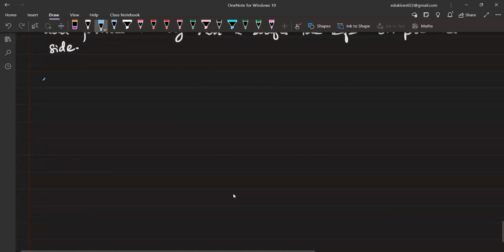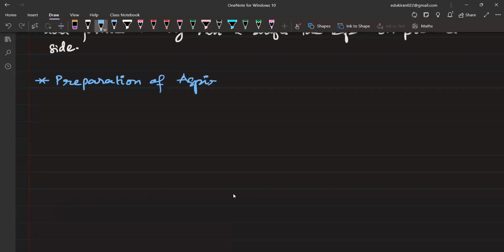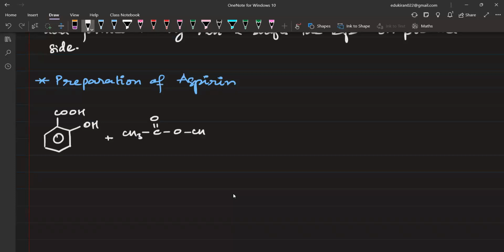Now here only write one point, that is preparation of aspirin. Now what is aspirin? It is a carboxylic acid and OH. Now this OH group, when it is reacted with CH3 C double bond O, O, C double bond O and CH3.